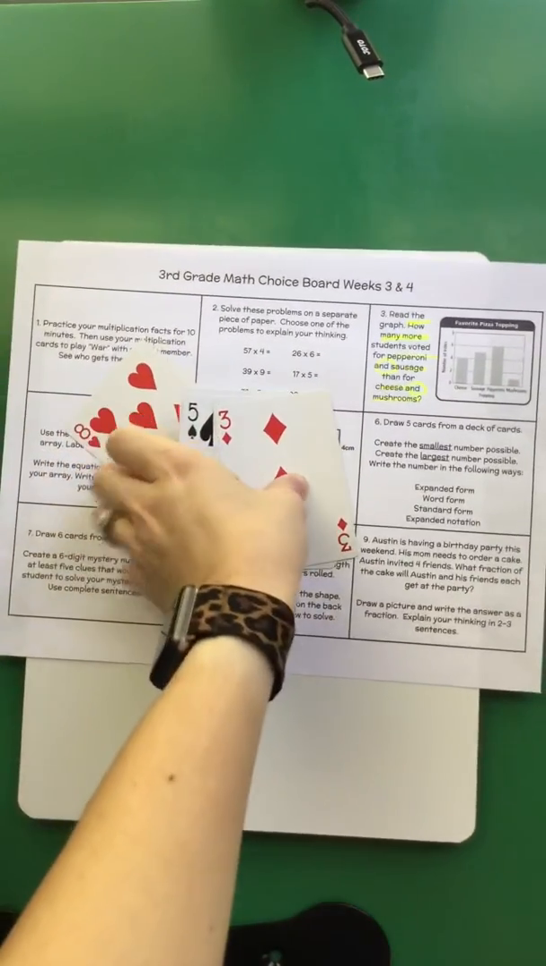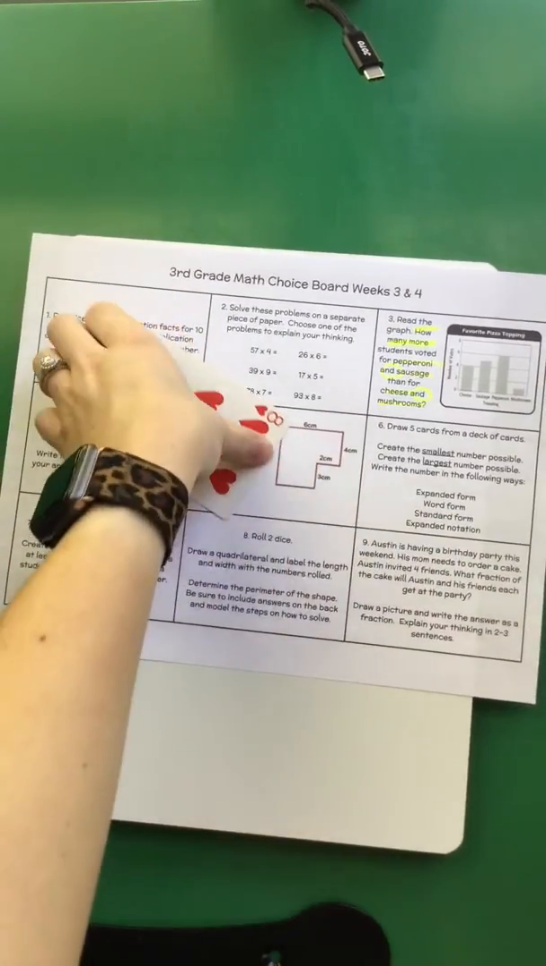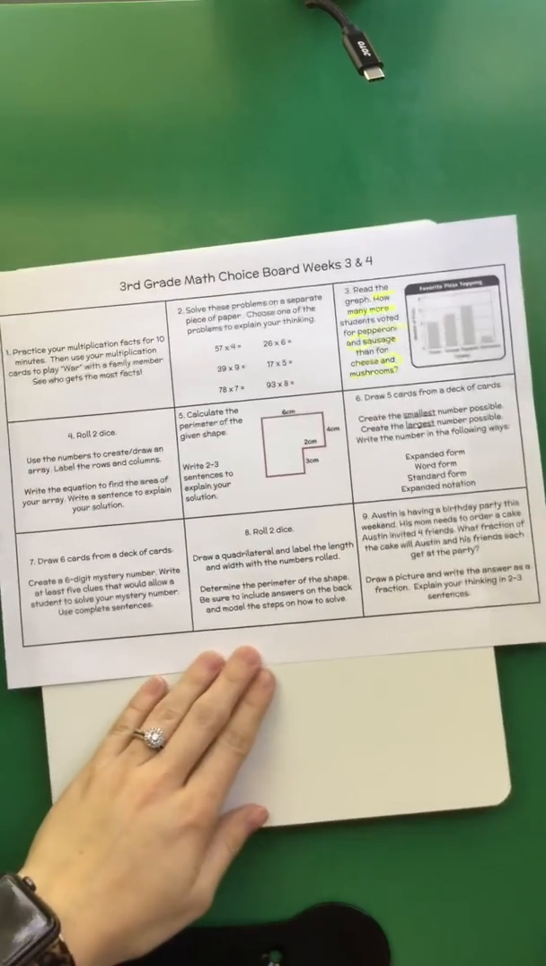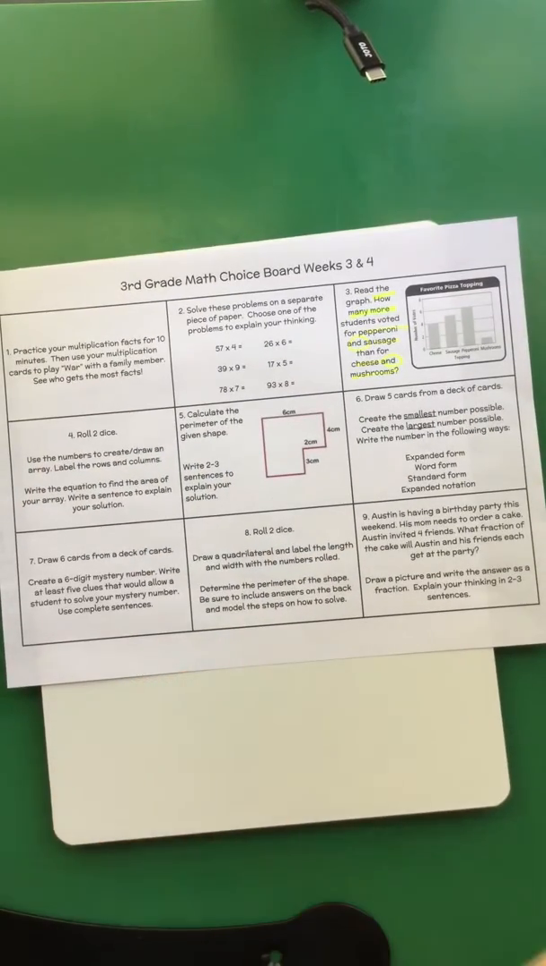All right, so let's look at number 7. It says draw 6 cards from a deck of cards. Create a 6-digit mystery number. Write at least 5 clues that will allow a student to solve your mystery number.